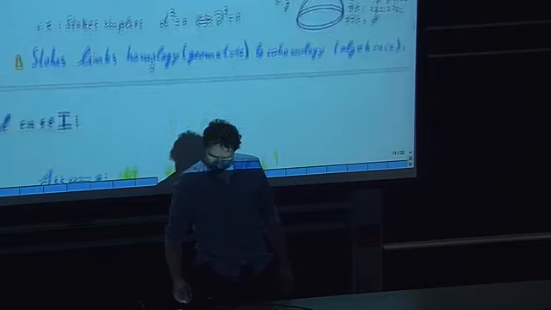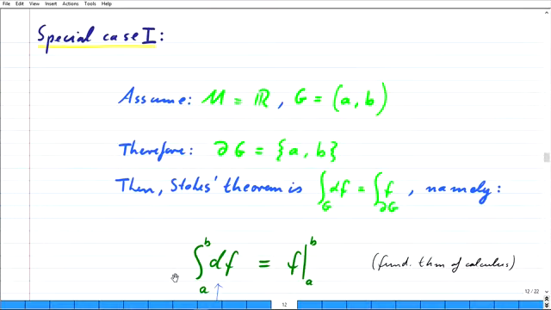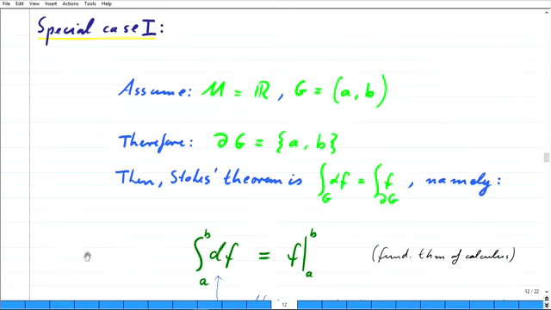Now, special cases. I listed a few cases earlier, and let's go through them. Let's start very simply with the fundamental theorem of calculus. Let's assume the manifold is R, and the region in the manifold is just the interval from A to B. Then what's the boundary of the region G? Well, it's just the two endpoints. That's the boundary of the interval.